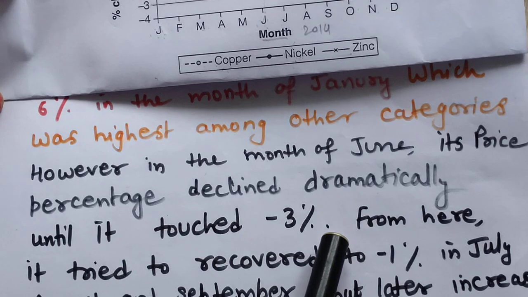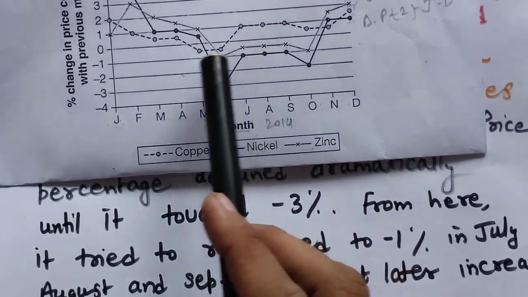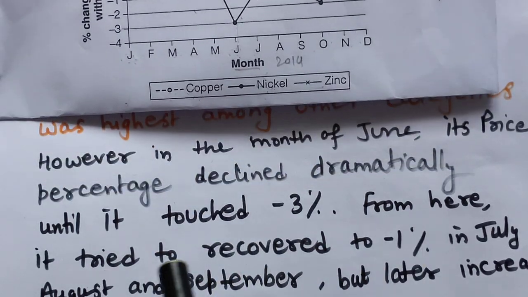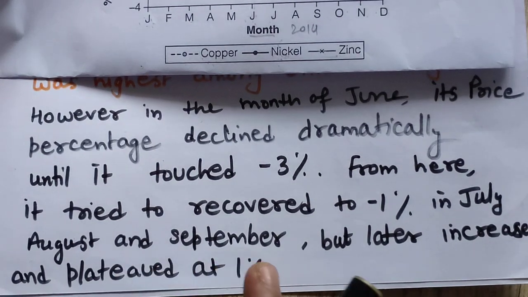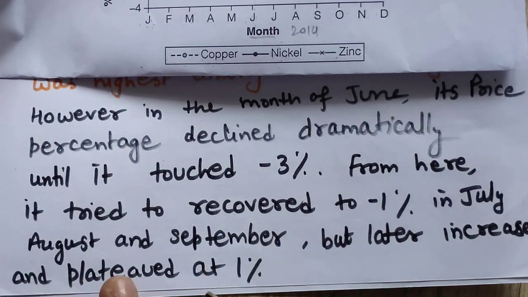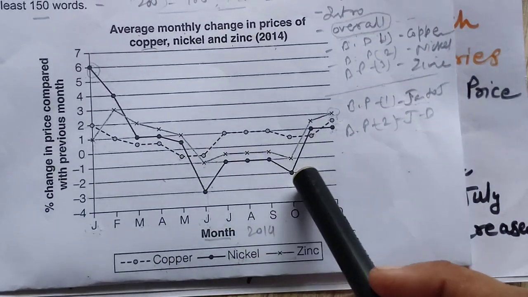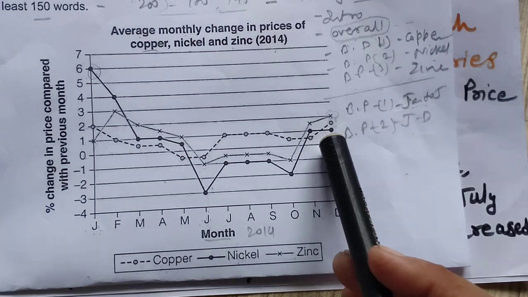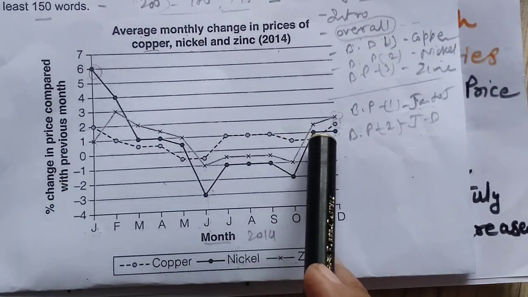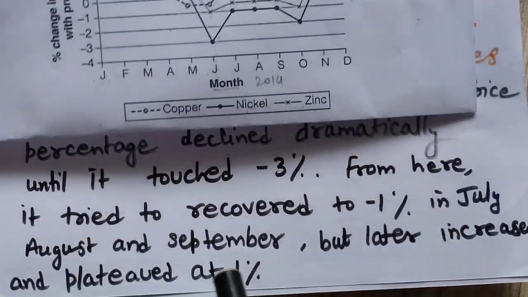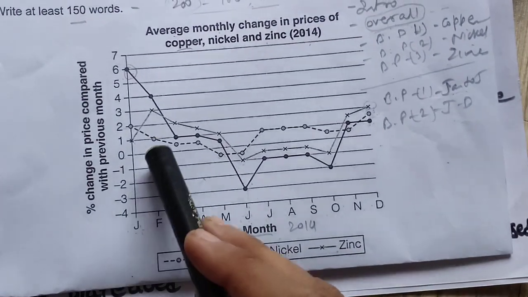Okay, so full stop is there. From here, in July it reached -1 also. So from here it tried to recover to -1% in July, August and September, but later increased and plateaued at 1%. So later it plateaued also and increased. Here also it is plateaued at 1%. So this is the final data for nickel. Let's write this copper also.